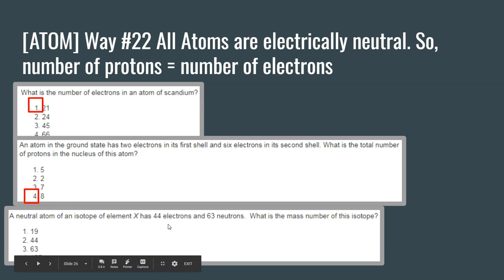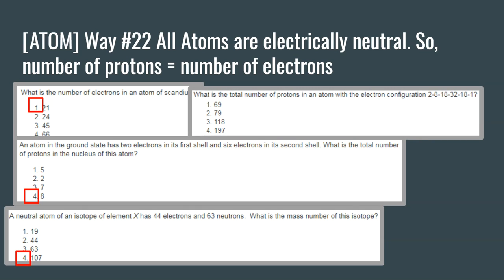But it doesn't tell you how many protons there are. However, it does tell you that there are 44 electrons. Because it has 44 electrons, it also must have 44 protons because it tells you that the atom is neutral. It has 44 protons and 63 neutrons, and each of those particles has a mass of 1. Therefore, the total mass of this isotope is the last choice, 107.